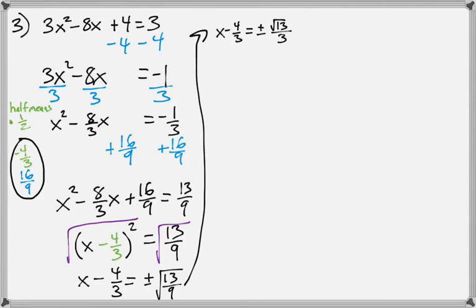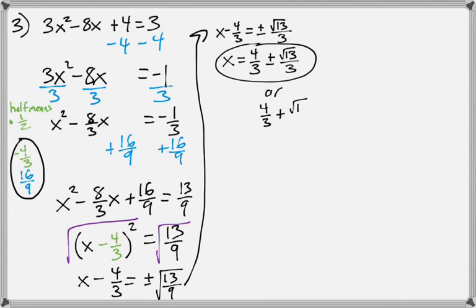And then if you add 4/3 to both sides, you get x is equal to 4/3 plus or minus square root of 13/3. And this will be your answer. If you want to write out both answers separately, you could put 4/3 plus square root of 13/3 and 4/3 minus square root of 13/3.